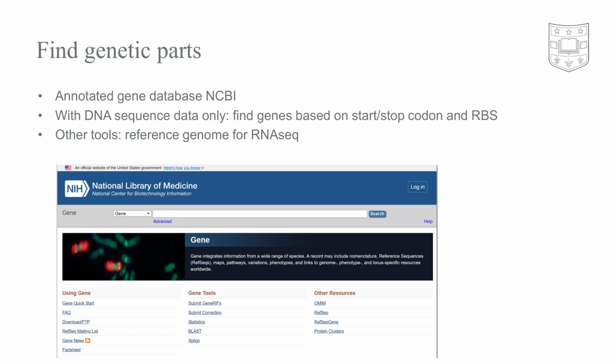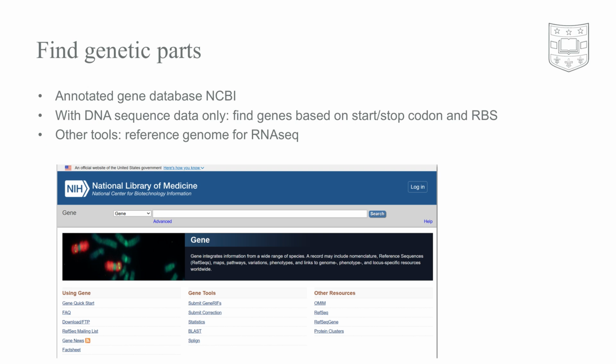Identifying genetic parts is a fundamental step in synthetic biology and molecular biology research. One of the primary resources for this is the NCBI's Annotated Gene Database, which provides detailed information on gene sequences, their functions, and associated biological pathways.